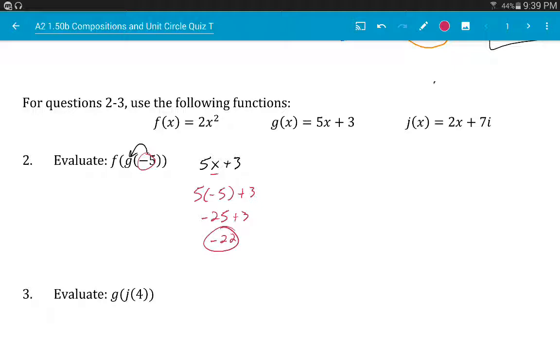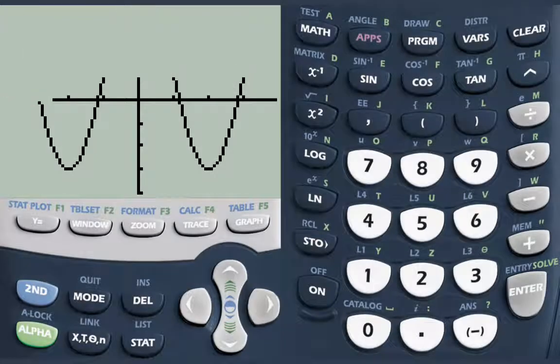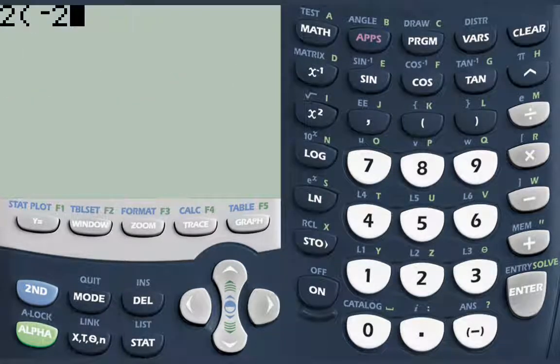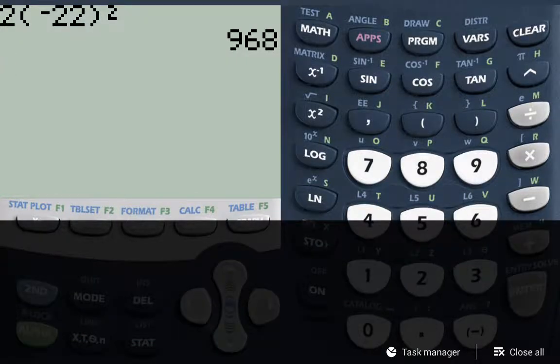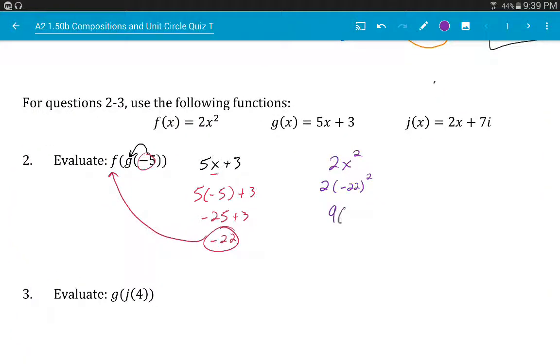Now that's the first step. That now has to go into the f function. So the f function is 2x squared. I'm going to be substituting in for the x, so it's going to be 2 times -22 squared. I'll pull that over to my calculator. 2 times -22 squared. And that is 968. PEMDAS dictates that the squaring comes first and then the multiplication by 2. So if you do it by hand, make sure you square first. So it's 968.